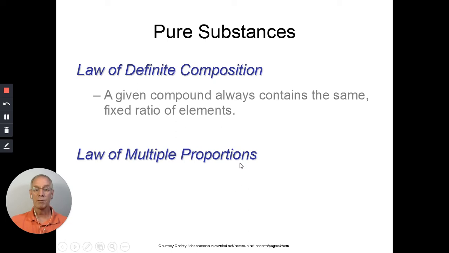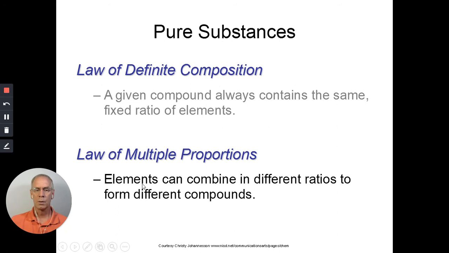Now the law of multiple proportions says that you can combine elements in more than one way. So you can have water, H2O, but you can have hydrogen peroxide, H2O2. So the same elements combine in different ratios to form different compounds. But the key is they'll always be in a whole number ratio. You will never get a part of an atom, and that's going to be important in understanding what we think of as atoms, that they can only be rearranged. You can't break off a piece of an atom. You get the whole thing.